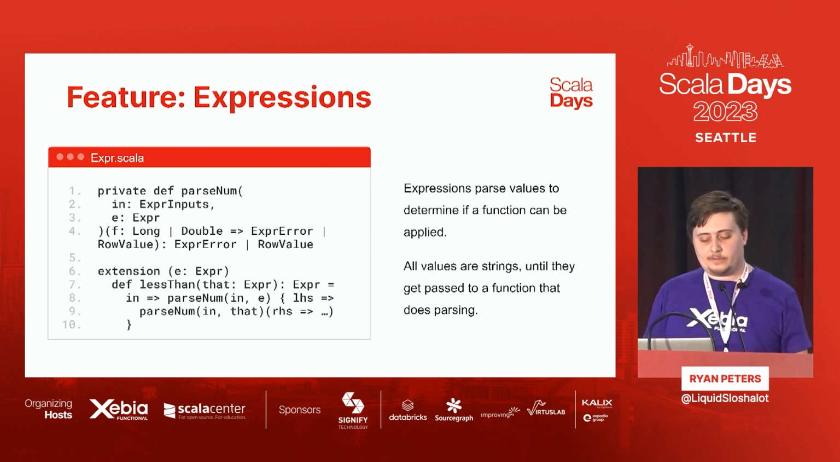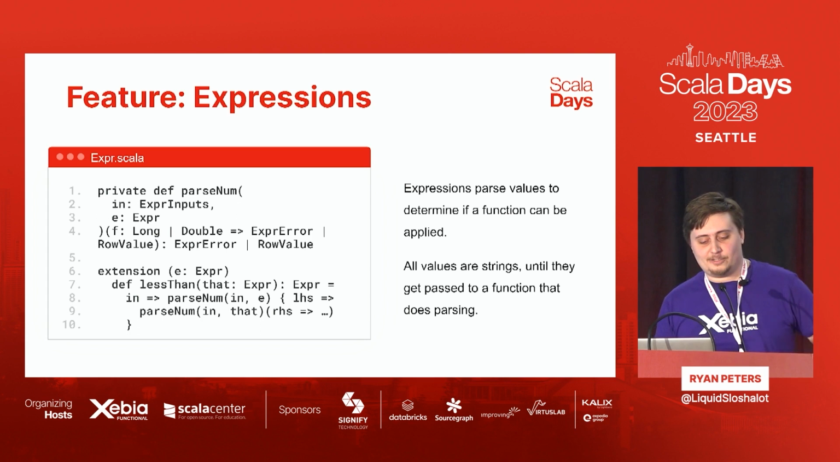So let's say I have a function that wants to do a less than comparison, and I have an expression I'm comparing to another expression. I just recursively resolve the expressions and figure out, is this one a number or not? I mentioned this thing is kind of like a spreadsheet. Everything is parsed all the time. It's super inefficient, but it works.